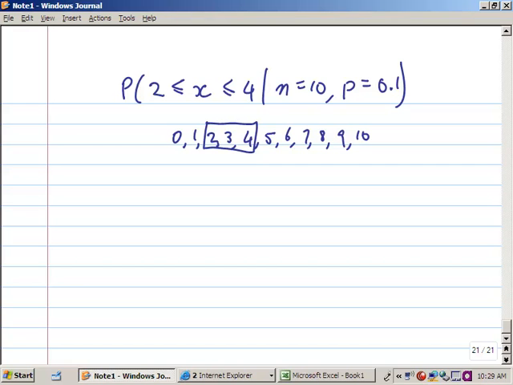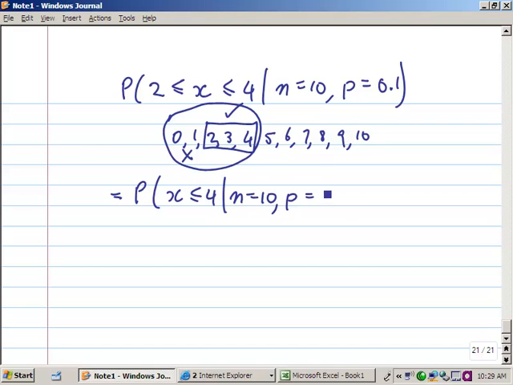Alright, how do we do that? Well, we don't do a complement here, but it's sort of a quasi-complement if you like. We can take from the tables 0 through 4. Since we want 2, 3, and 4, we subtract out 0 and 1. So we start with the circle, and that's x less than or equal to 4. We get too much. Out of 10, p of 0.1.